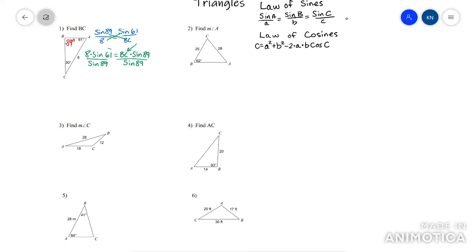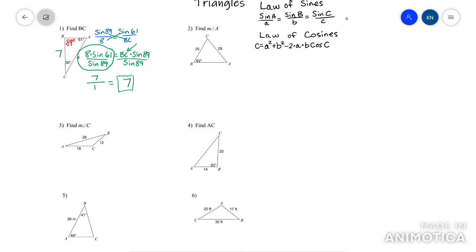So now you're just going to punch this right here into the calculator. 8 times sine 61 degrees. So the top part is basically 7. And sine 89 is basically 1. So you end up with, we'll just call it 7 as my side length. So again, I recognized that I had an angle and its opposite side length, and that was my cue to run law of sines.